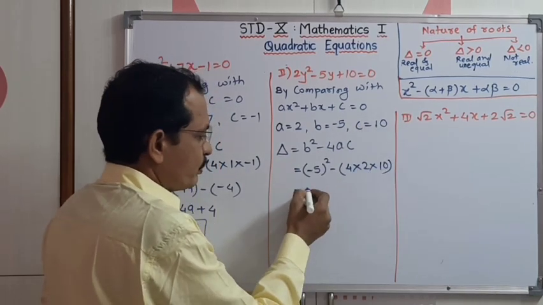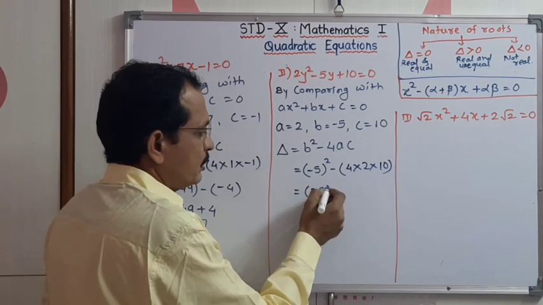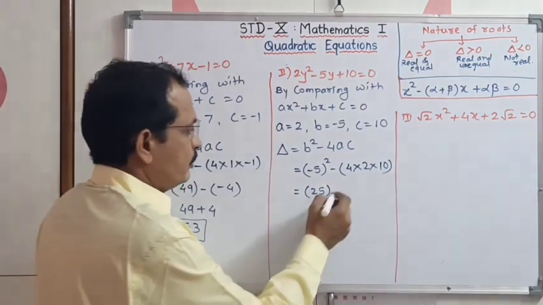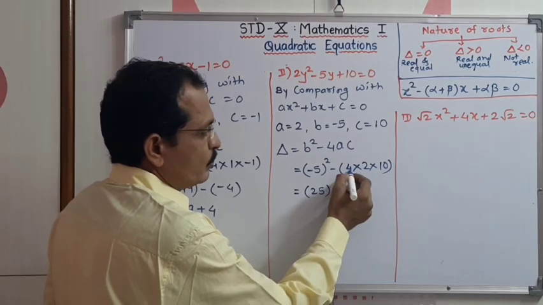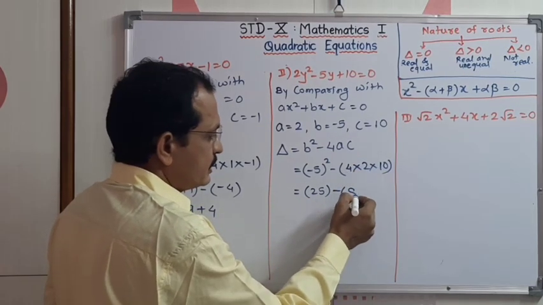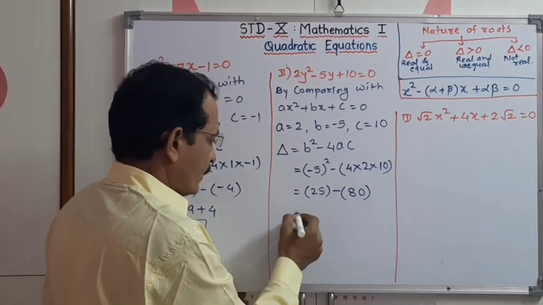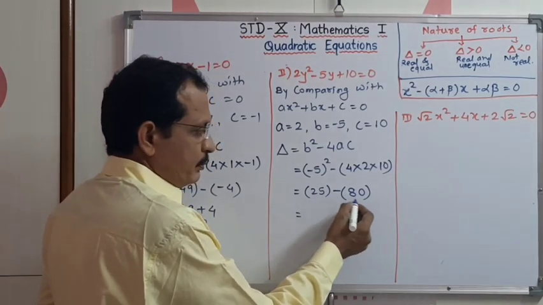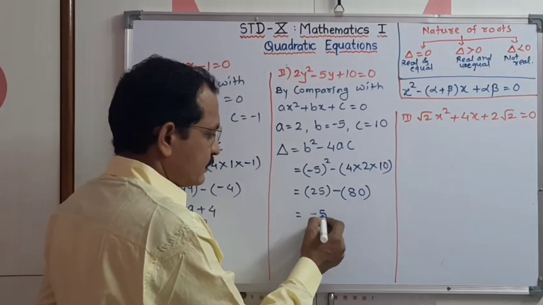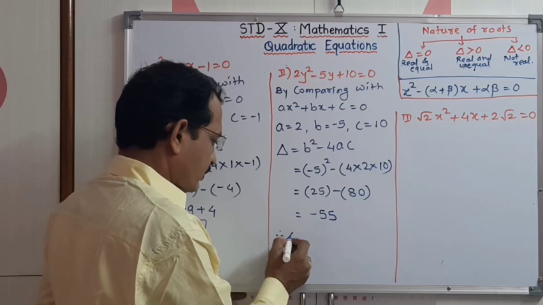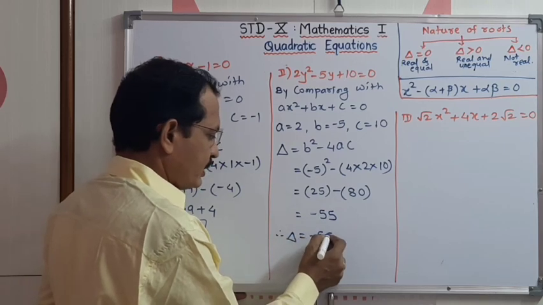Now square of minus 5 is 25 minus 4 into 2 into 10, and this is 80. Now 25 minus 80 is minus 55. Therefore delta is equal to minus 55.